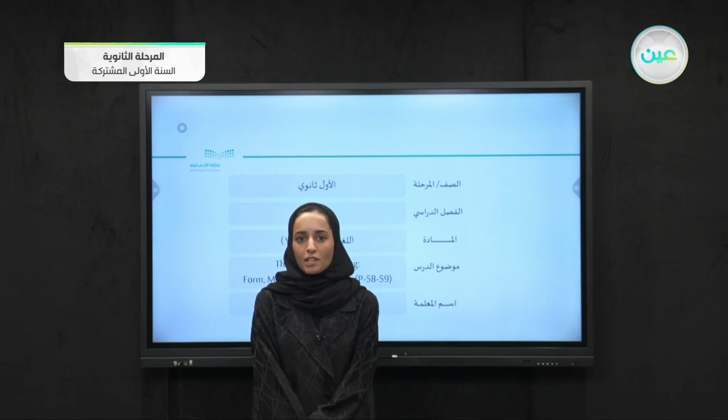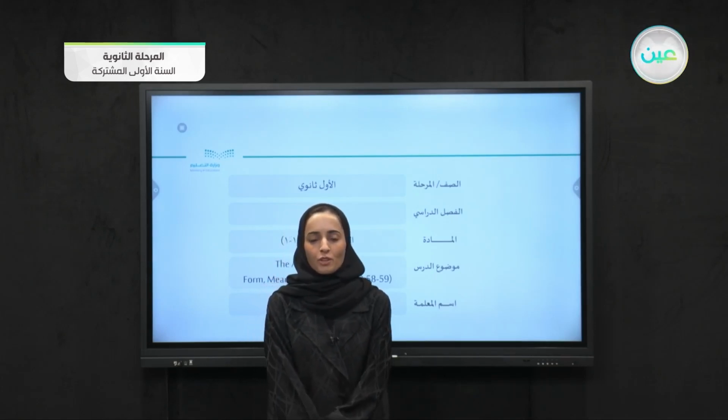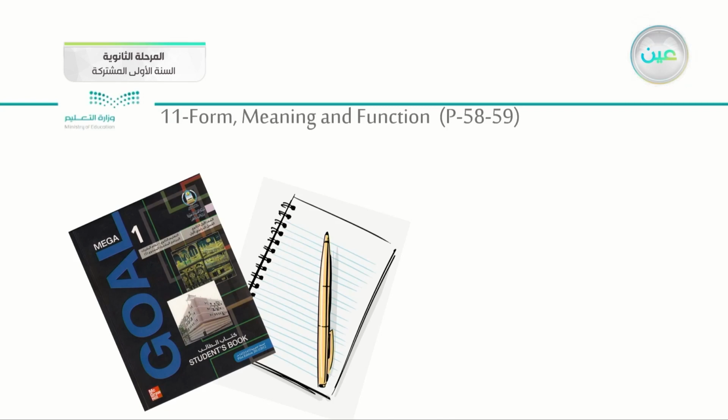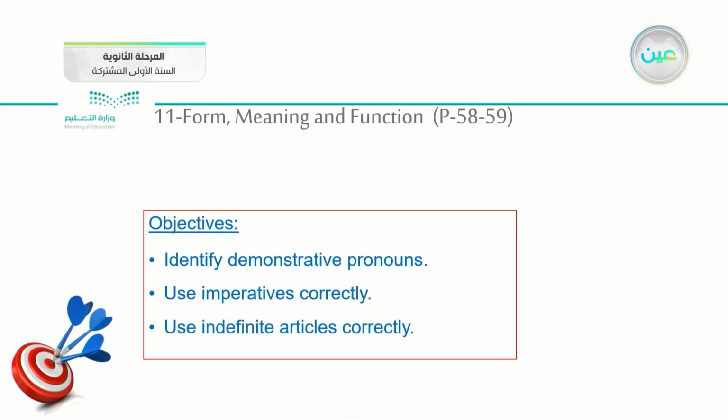In our lesson today, we will continue with the fourth unit, which is titled The Art of Advertising. Our lesson today is the form, meaning and function in your books, page 58 and 59. All you need for the lesson today is your books, page 58 and 59, a sheet of paper and a pen to take down your notes. So let's get started with our lesson.